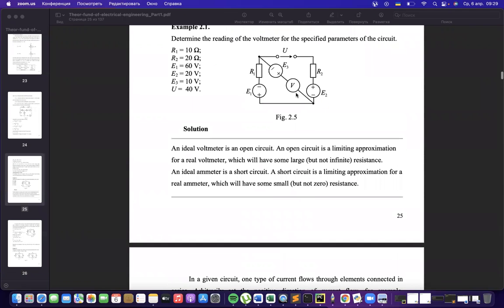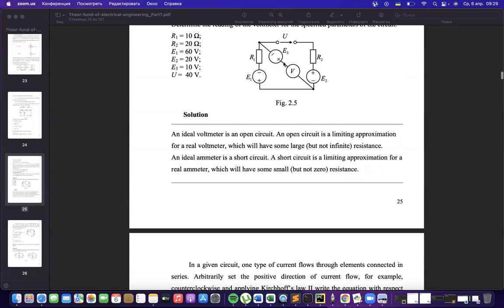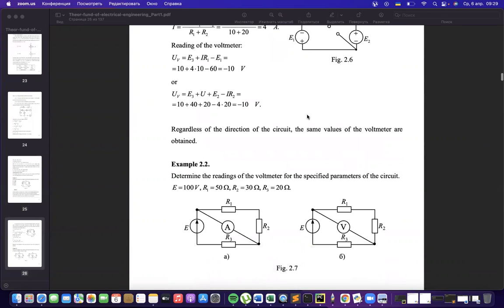Voltmeter, generally, is an ideal measurement device, or a measurement device with infinitely high internal resistivity. That is why for calculation, it could be substituted as an open circuit, because through the voltmeter, current will not flow.